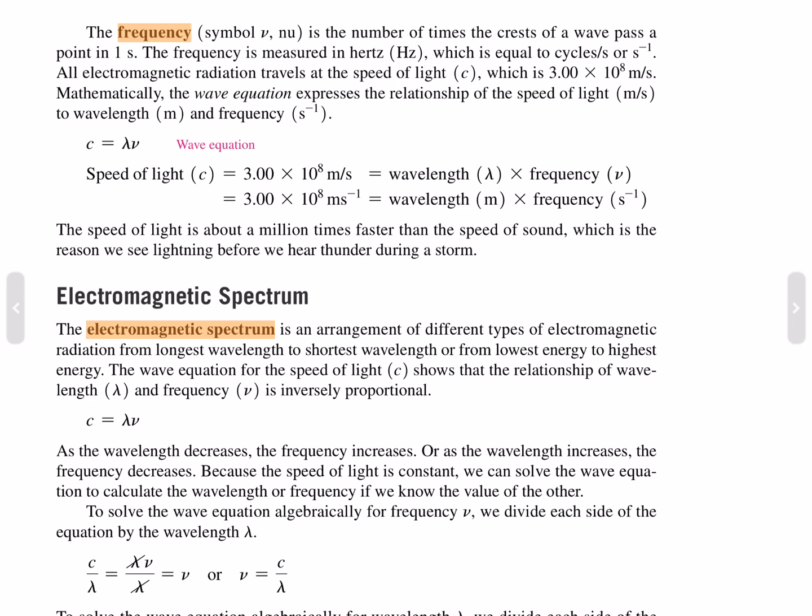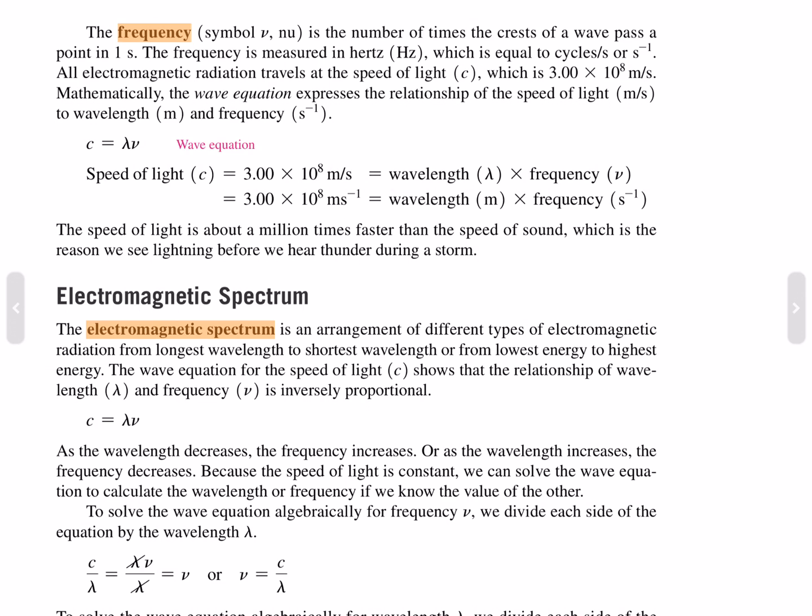The frequency, symbol nu, is the number of times that the crests of the wave pass a point in 1 second. The frequency is measured in hertz, which is equal to cycles per second, or seconds to the -1. All electromagnetic radiation travels at the speed of light, c, which is 3 × 10⁸ meters per second.